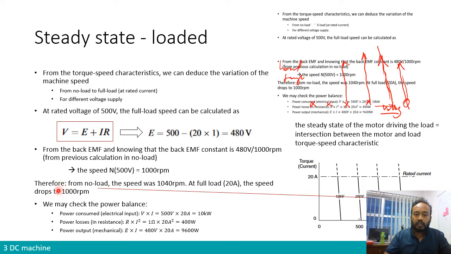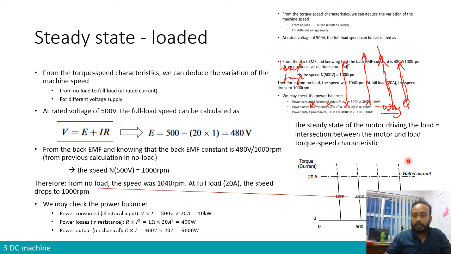So if we look at the observation, please refer back to the question that we treated last week. The no load speed at 500 volts was 1040 RPM, but now what we found is that the speed is 1000 RPM. So there is a drop of speed of 20 RPM, which is a very small drop, but nonetheless a drop in comparison to the no load. So at no load the speed was 1040 RPM, but as we increase the load up to the current of 20 amps, the speed is reduced by 40 RPM to 1000 RPM.